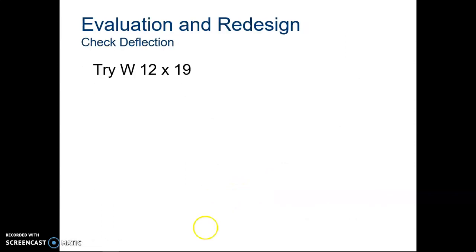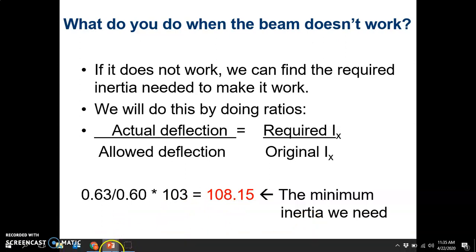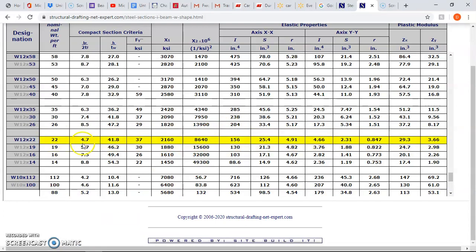So now we're going to go back to the website, and we know that we need at least 108. So now we're going to choose the lightest member that can handle 108, or that has 108 inertia. So 12 by 19, that works. Let's check the 10 and the 14 also. You always want to check the nearest ones.